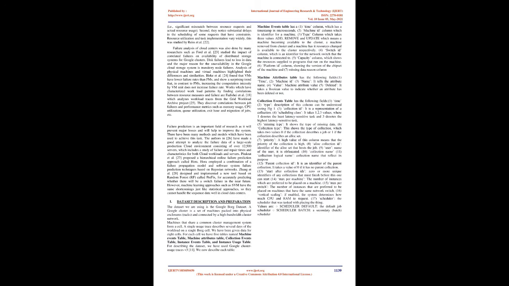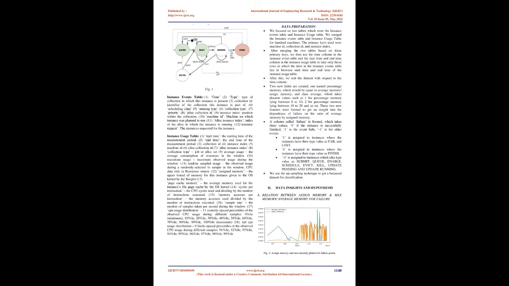Resource utilization and task implementation vary widely. This was studied by Reiss et al. Failure analysis of cloud centers was also done by many researchers such as Ford et al., who studied the impact of correlated failures on availability of distributed storage systems for Google clusters. Disk failures lead to loss in data, and the major reason for the unavailability in the Google Cloud Storage system is transitory node failures. Analysis of physical machines and virtual machines highlighted their differences and similarities. Birke et al. found that VMs have lower failure rates than PMs, and show a surprising trend that, in contrast to PMs, increasing the computation intensity by VM unit does not increase failure rate.